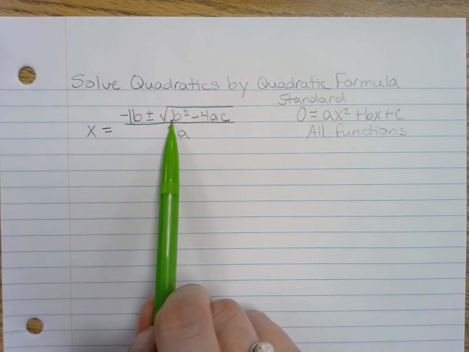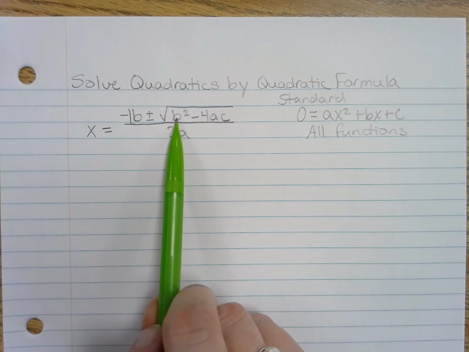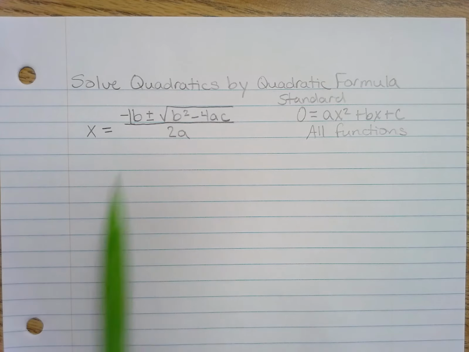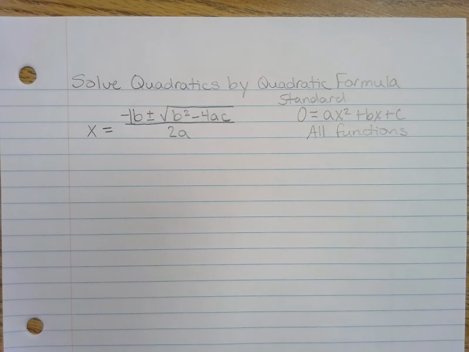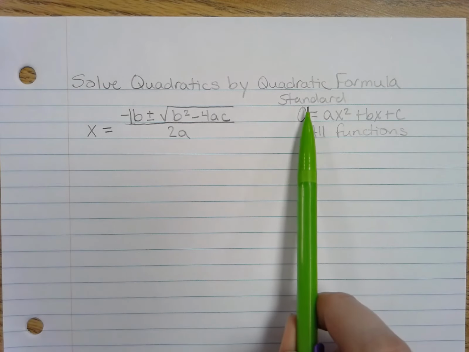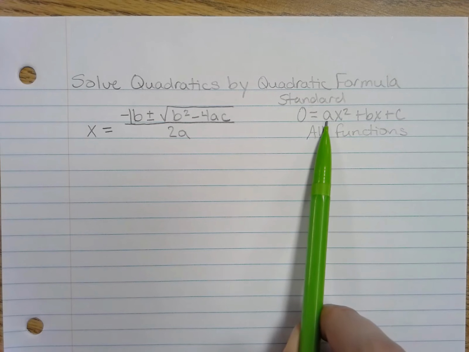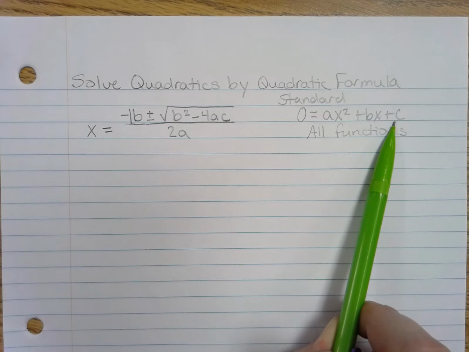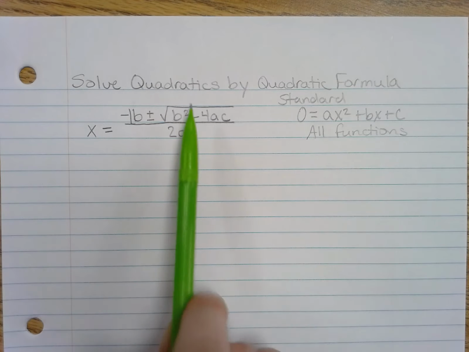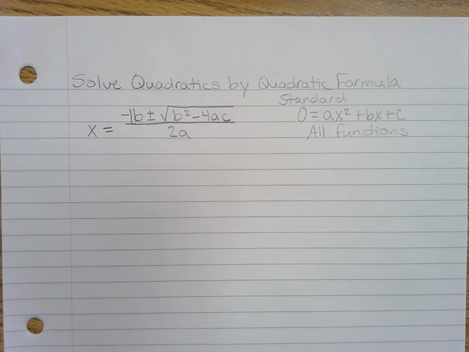Recall from our previous lesson that this b squared minus 4ac is called our discriminant. It tells us how many and what type of solutions we will have. The quadratic formula works well for equations that are in standard form, ax squared plus bx plus c. That way we can name our a, b, and c values to plug in to that quadratic formula. It does work for all functions that are in standard form. The quadratic formula will not work with quadratics that are in vertex form.